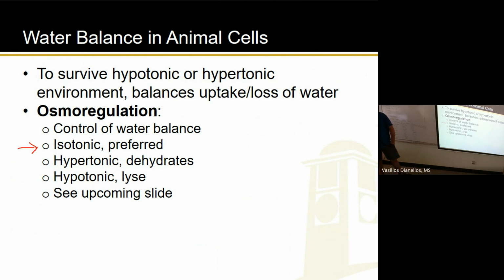Because, and I'm going to show you pictures of this, so it'll make a lot more sense when you get to see it. If an animal cell is in a hypertonic solution, then the water is going to want to leave the cell and go into that solution to equal things out. And that will cause the cell to dehydrate.